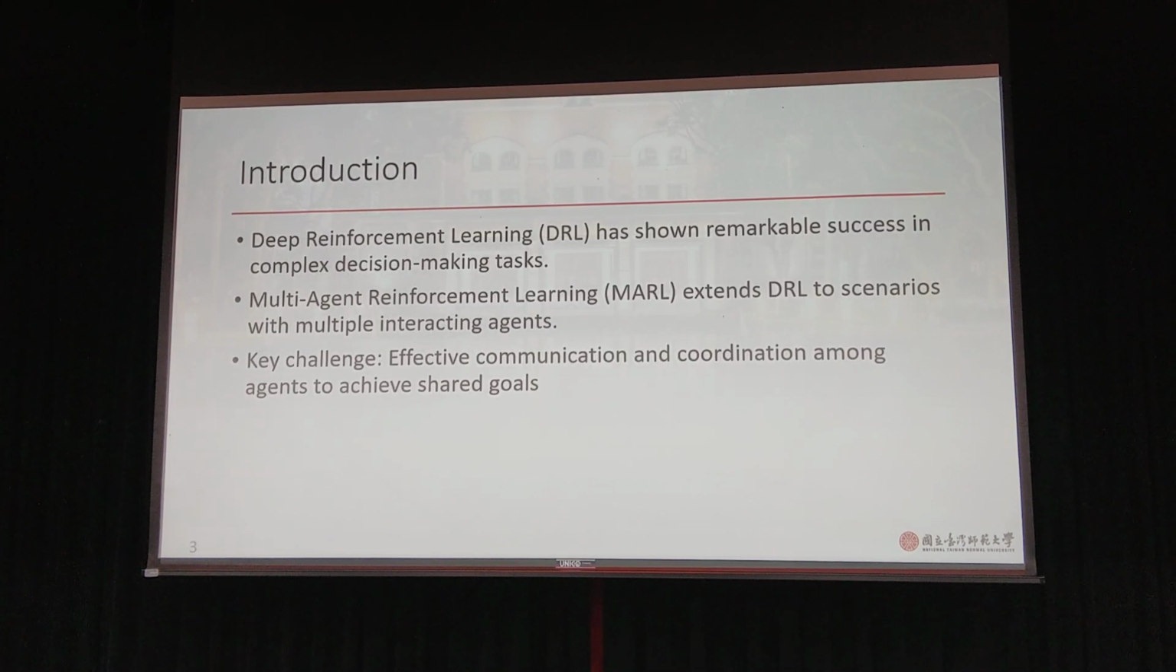Deep reinforcement learning, or DRL, stands as one of the most significant advancements in artificial intelligence, mastering tasks from board games to complex simulation. But what happens when we move from single agent to multiple agents? This introduces us to multi-agent reinforcement learning, or MARL, where the game changes completely. The agents must not only understand the environment, but also each other, which brings us to the crux of MARL's biggest challenge, which is effective communication and coordination among agents to achieve shared goals.